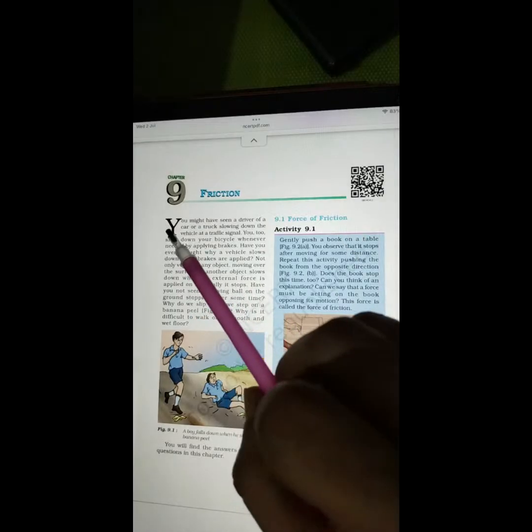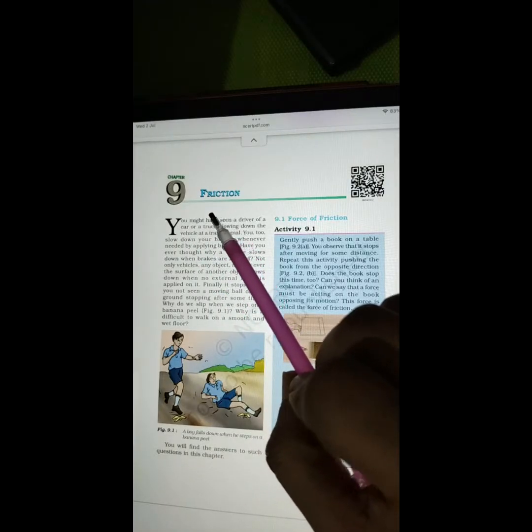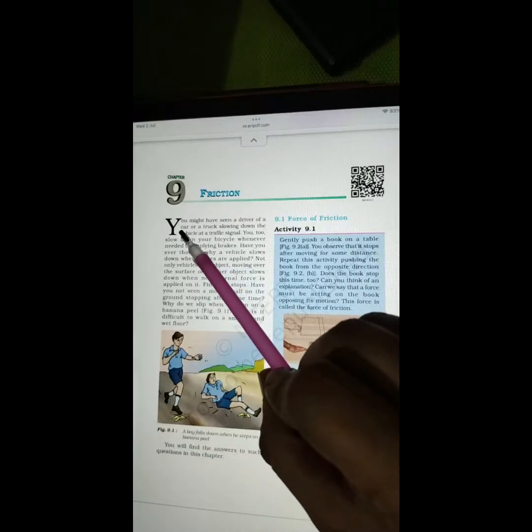So let's begin with the reading of chapter 9 Friction, Class 8 Science NCERT.